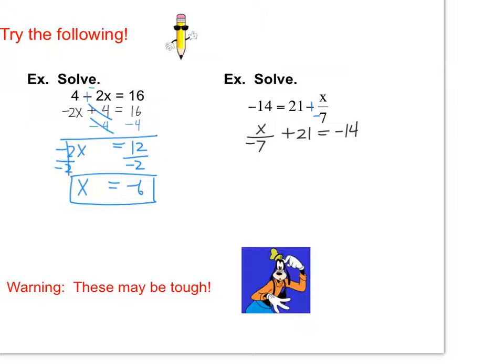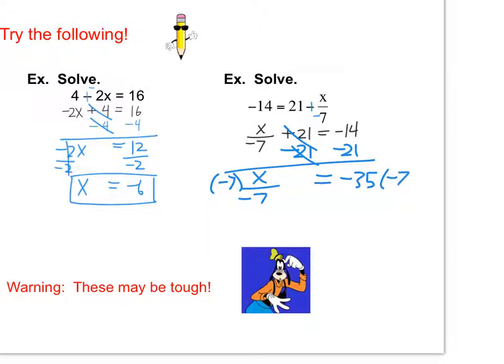So the first step to get rid of the addition is subtract 21. I'm left with x over negative 7 is equal to negative 35. My last step, multiply both sides by negative 7. Cross reduces to equal 1x. And then 35 times 7 to get a positive 245.